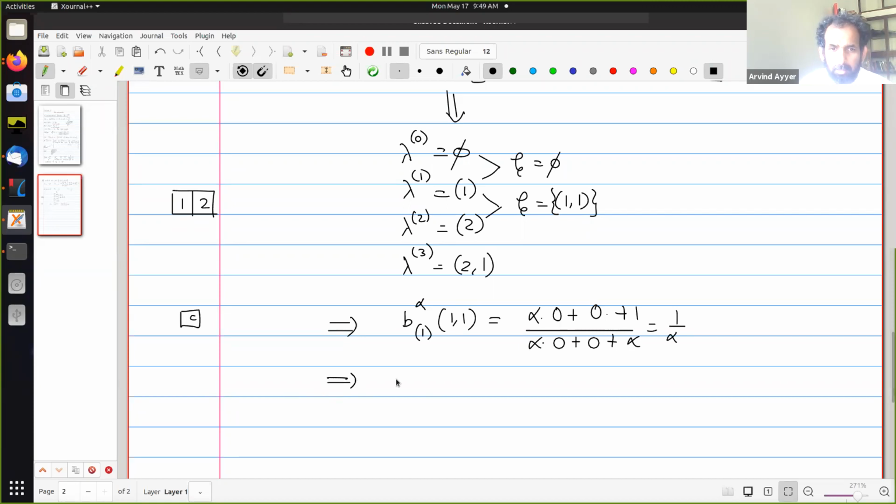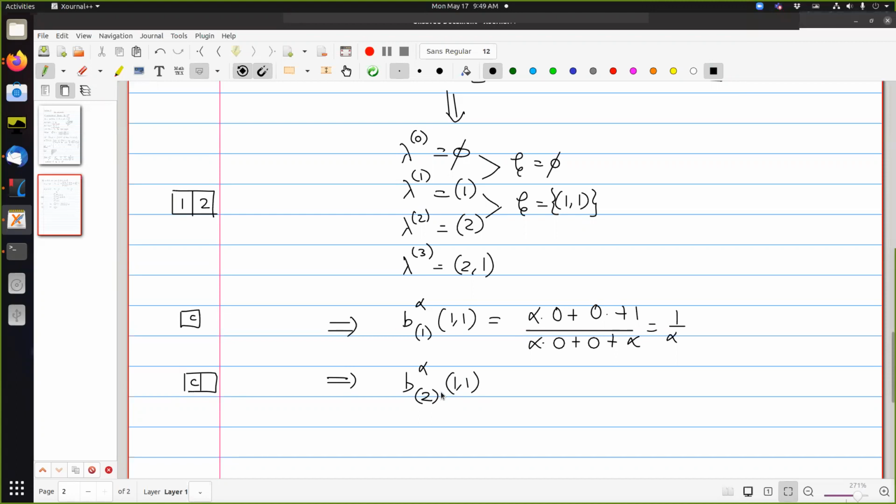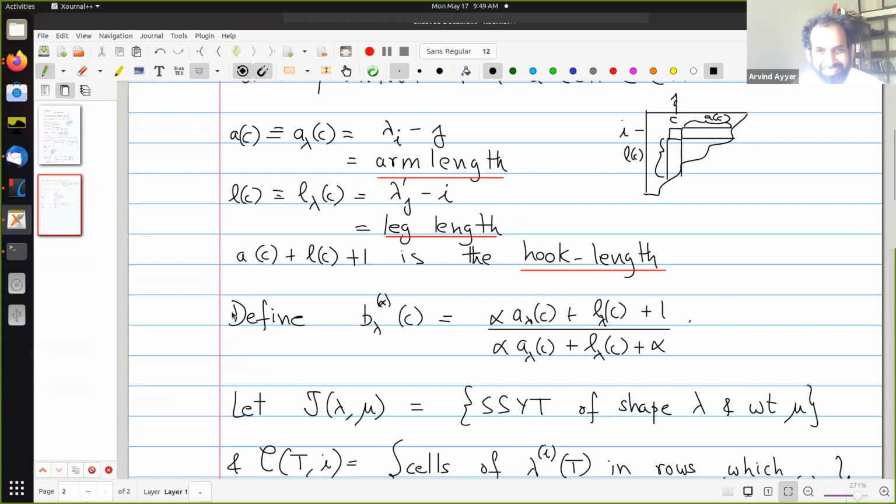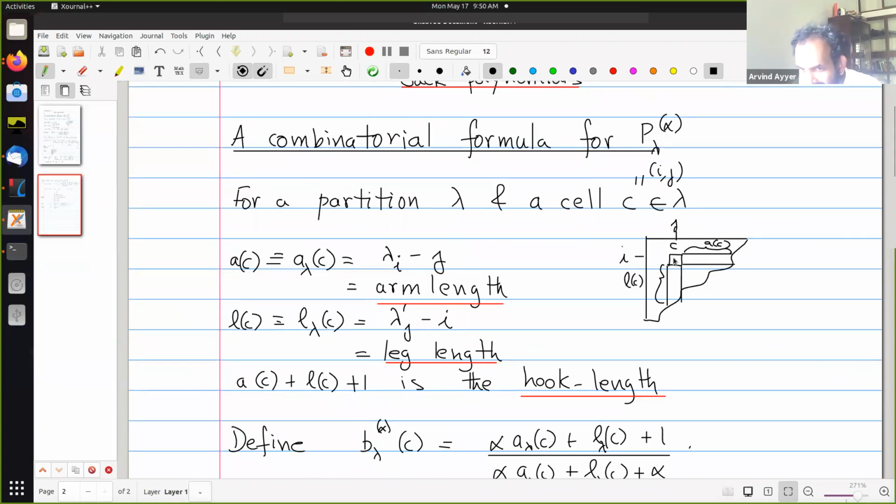And B alpha partition 2 cell 1, 1. Hang on. Sorry, you lost me at arm length is 0. Why is arm length 0 for that one thing? No, because the arm length is everything except that cell on the right hand side. Yes, so arm length is everything on the right of that cell, but there's nothing on that side more. Okay.